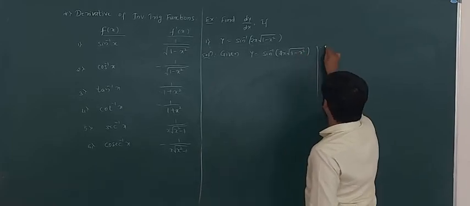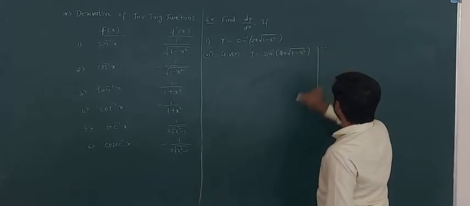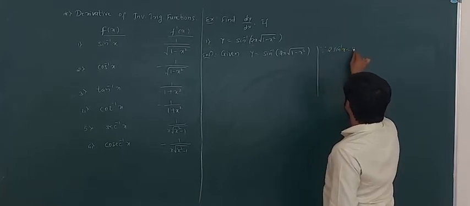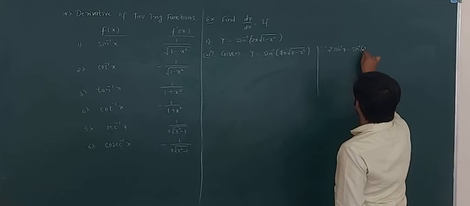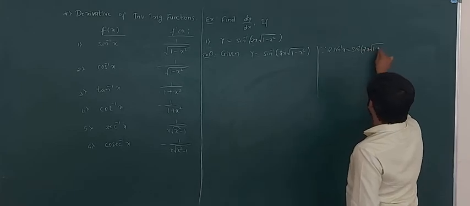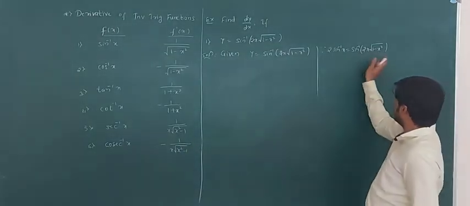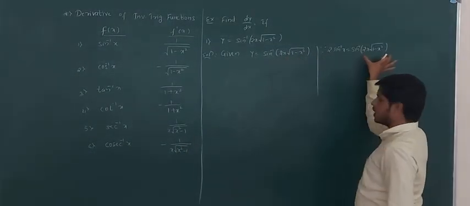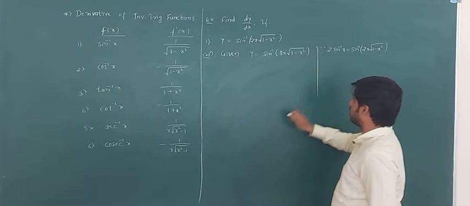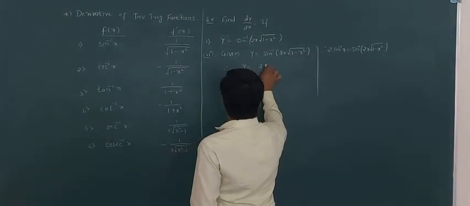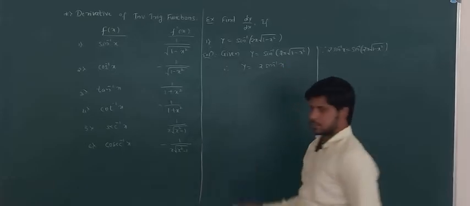In the inverse trigonometry chapter, we know that 2 sine inverse x is equal to sine inverse of 2x into square root of 1 minus x square. We know this. Here the RHS part is the same, so therefore y equal to 2 sine inverse x.